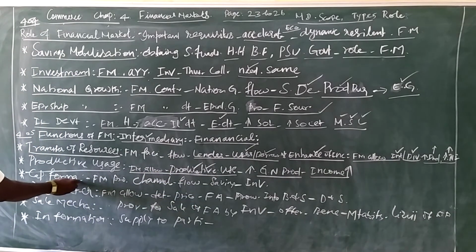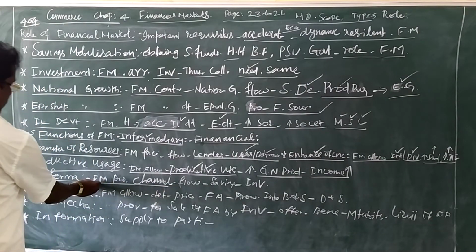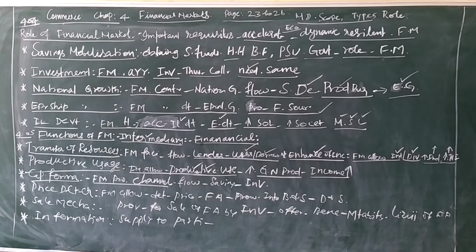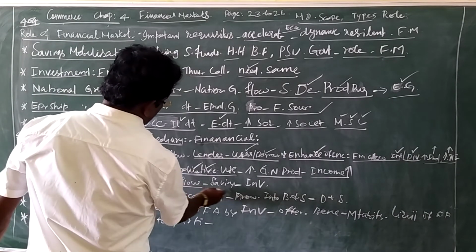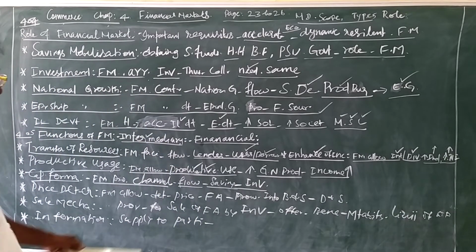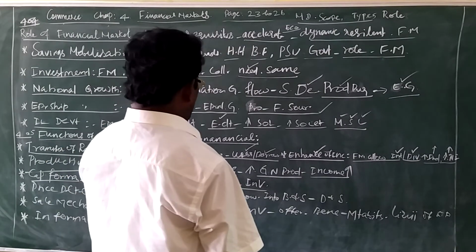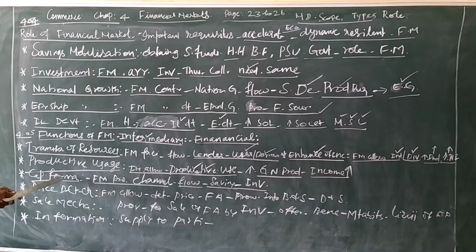Then capital formation. The financial market provides a channel from savings to investment. So the financial market makes the necessary arrangements or provisions for the flow of funds from savings into investment. Wherever surplus is available, that should be collected and invested wherever it is needed. So capital formation means the amount has been invested through various channels.